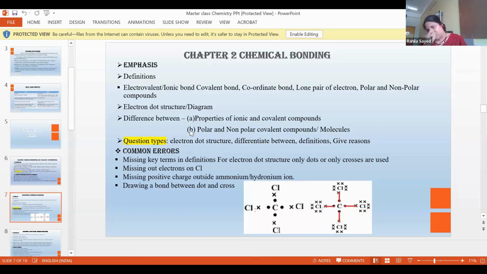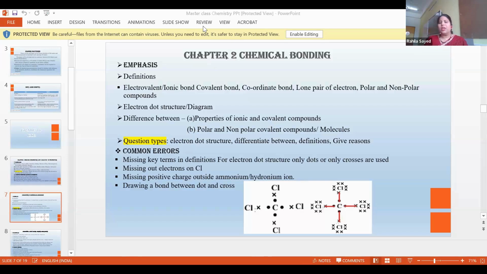For ionic compounds, children, we have calcium oxide, sodium chloride, and magnesium chloride. For covalent, we have hydrogen, nitrogen, oxygen, hydrogen chloride, carbon tetrachloride, and methane. So practice these structures of these compounds thoroughly. Next, they will also ask you the differences between properties of ionic and covalent compounds. They will ask you the differences between polar and non-polar covalent compounds or molecules.